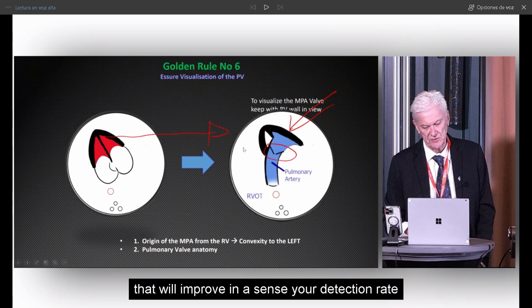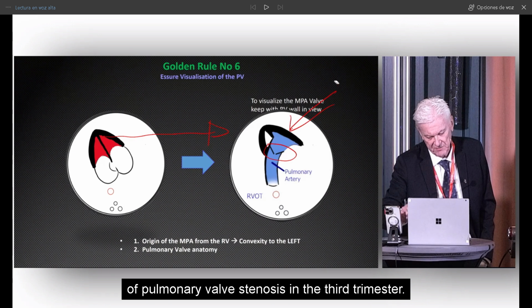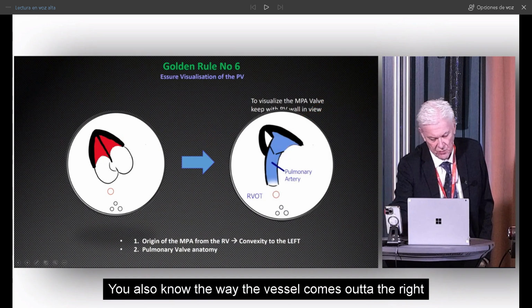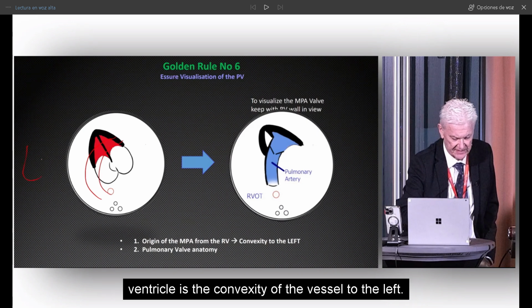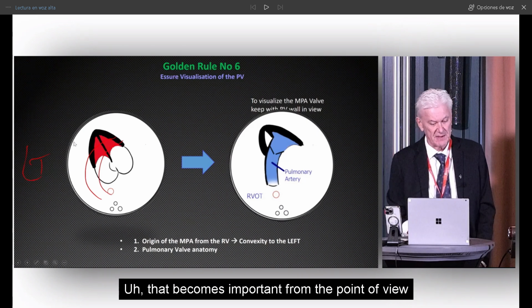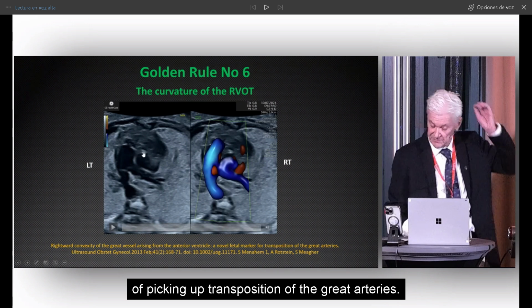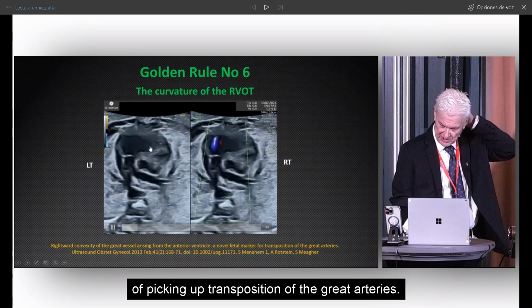And I think that will improve, in a sense, your detection rate of pulmonary valve stenosis in the 3rd trimester. You also know the way the vessel comes out of the right ventricle is the convexity of the vessel to the left. And that becomes important from the point of view of picking up transposition of the great arteries.